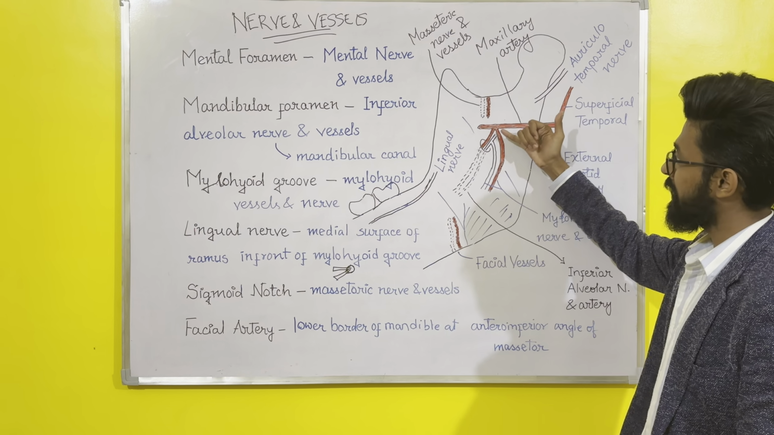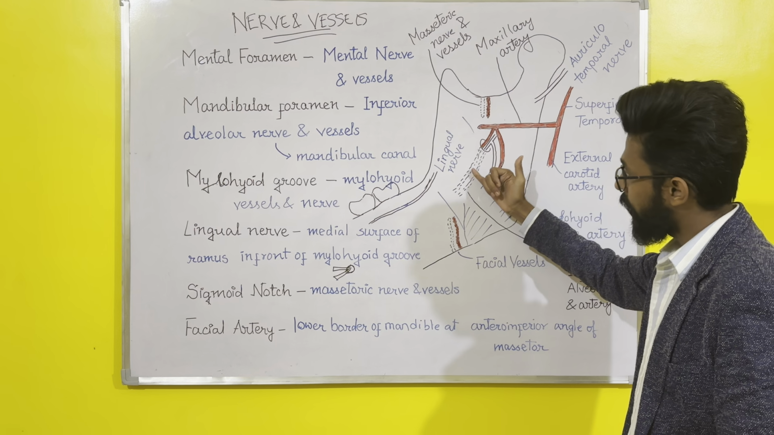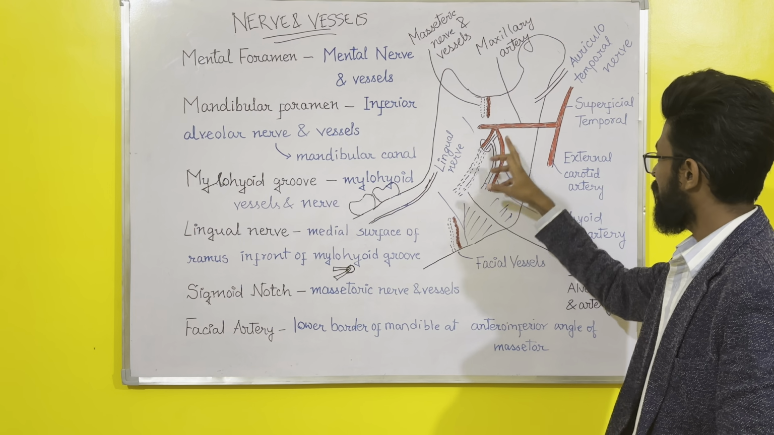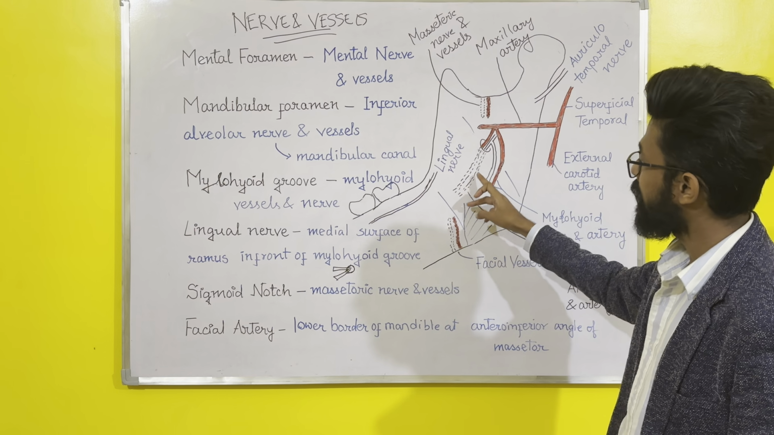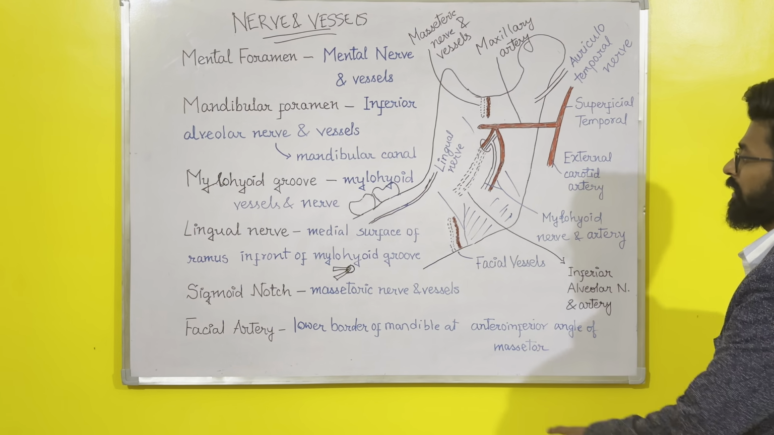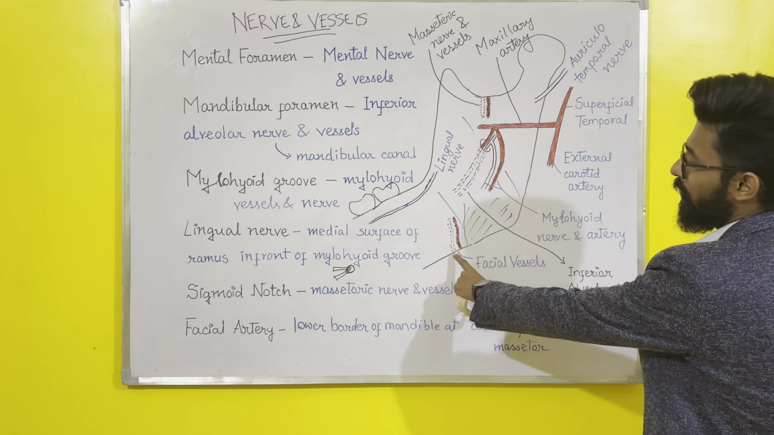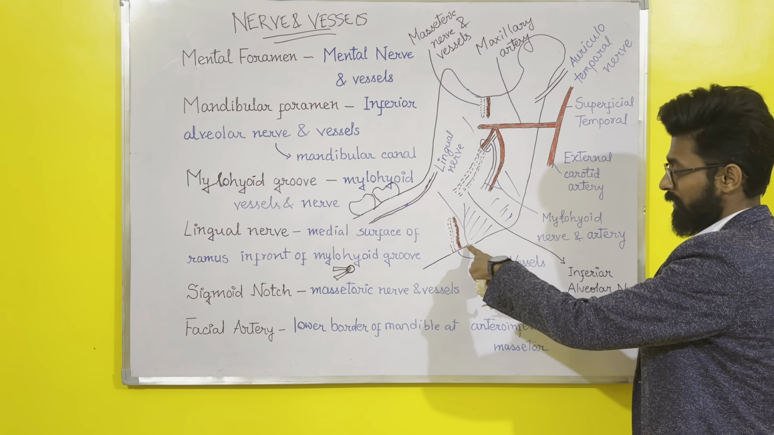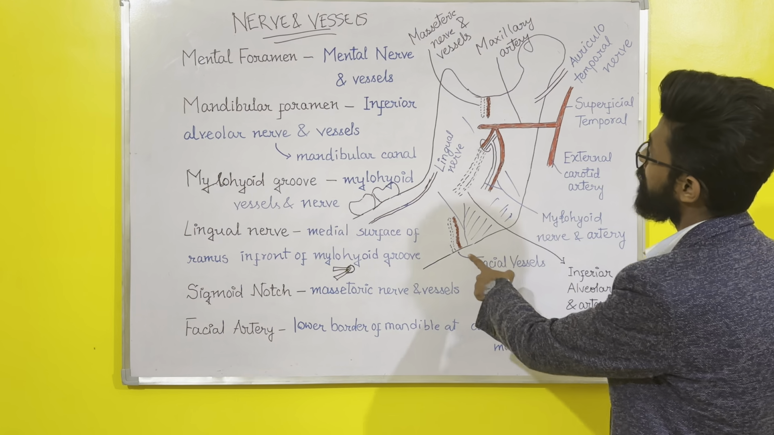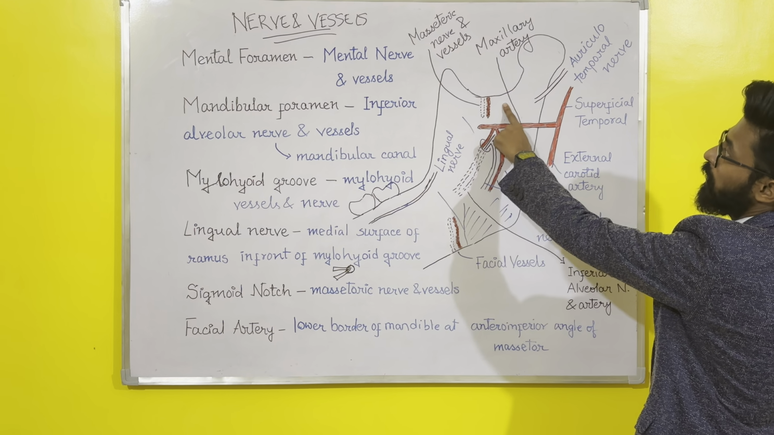Again, the maxillary artery is giving branches: the inferior alveolar branch, and then its mylohyoid branch. This is the lingual nerve, and this is the inferior alveolar nerve and vessels, right? Facial vessels are present on the outer surface, at the lower border of the mandible, in front of the masseter, at the anterior-inferior angle of the masseter. What is in the sigmoid notch, the mandibular notch?